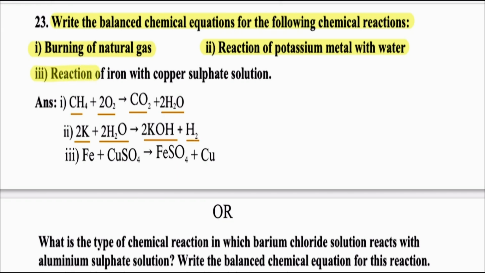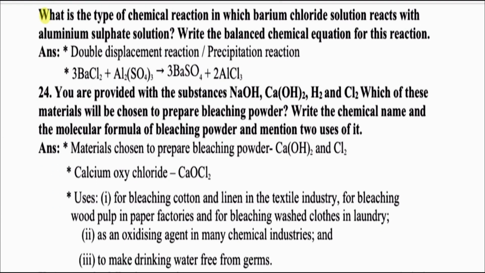Next, third question, reaction of iron with copper sulfate solution. Iron plus copper sulfate gives us iron sulfate plus copper. Or, what is the type of chemical reaction in which barium chloride solution reacts with aluminum sulfate solution? Write the balanced chemical equation for this reaction. This is double displacement reaction, or we can also call it as precipitation reaction, and this is the balanced chemical equation. Let's go to next question.